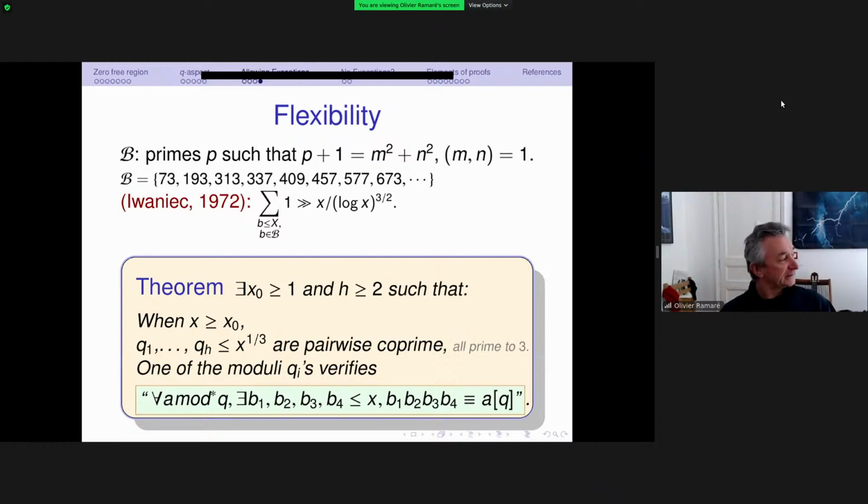What I like about this method is also its flexibility. I started by saying, have a look at the method of Balasubramanian and Ramachandra, and it's so flexible. And in the Q aspect, it's flexible also. So for instance, if you look at the primes p such that p plus 1 is the sum of two squares, I mean, say two coprime squares for simplicity, because it seems better. Iwaniec in his PhD proved that you have the good number of such primes. So you have x upon log x to the 3/2. It's a sieve of dimension 3/2 for people who understand what I'm saying.